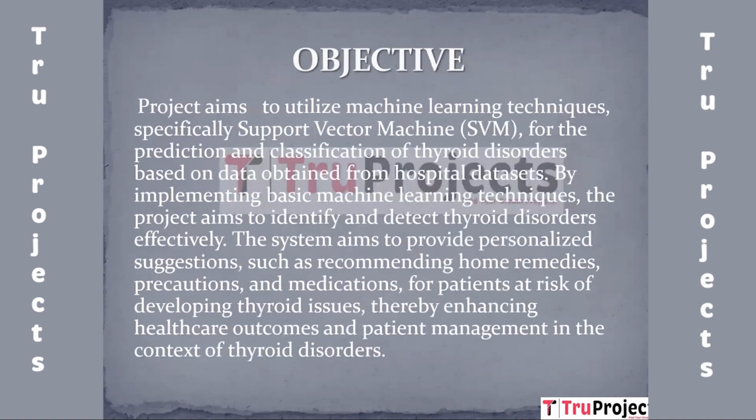The objective of the project is to utilize machine learning techniques, specifically support vector machine, for the prediction and classification of thyroid disorders based on the data obtained from the hospital dataset. By implementing machine learning techniques, the project aims to identify and detect thyroid disorders effectively. Additionally, the system aims to provide personalized suggestions such as recommending home remedies, precautions, and medications for patients at risk of developing thyroid issues, thereby enhancing healthcare outcomes and patient management in the context of thyroid disorders.